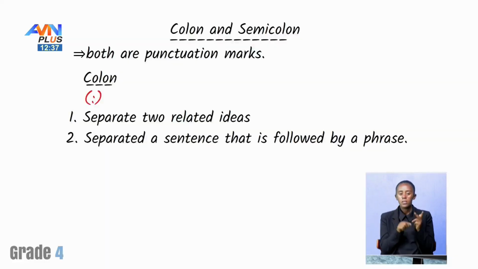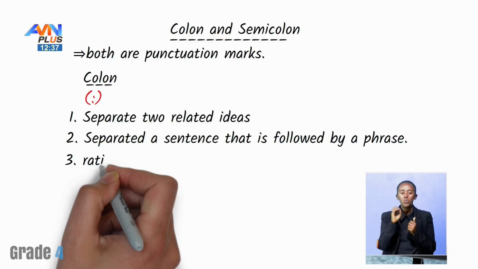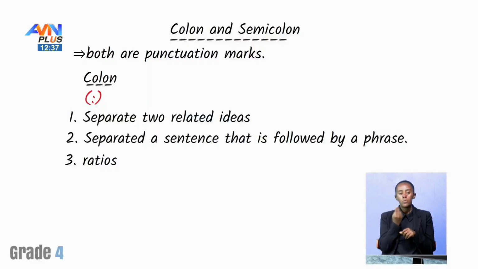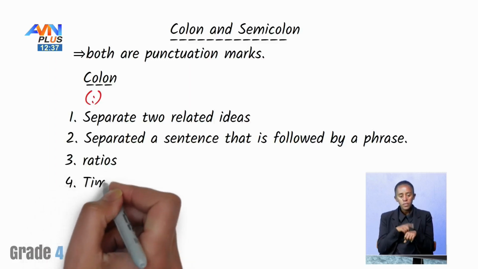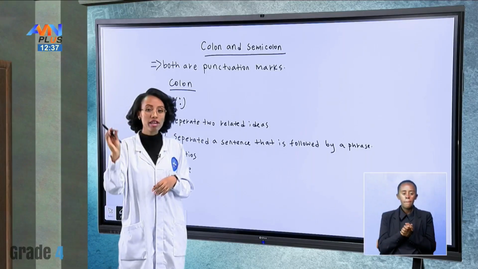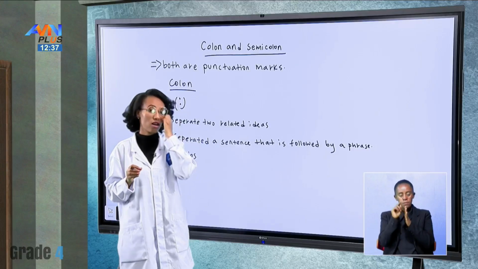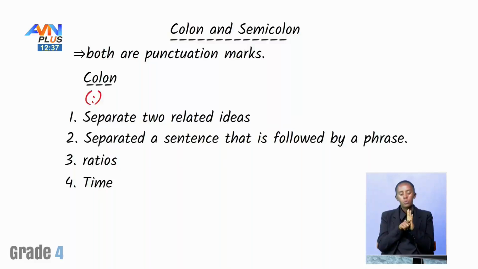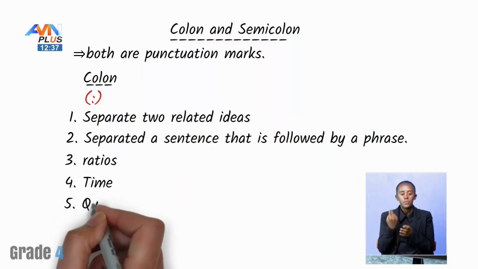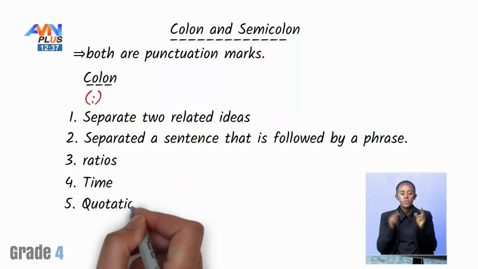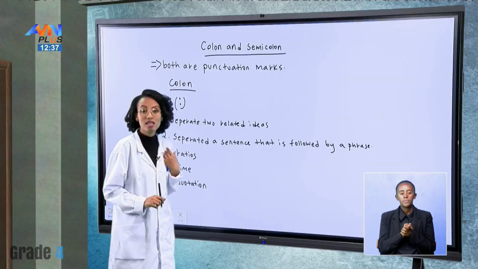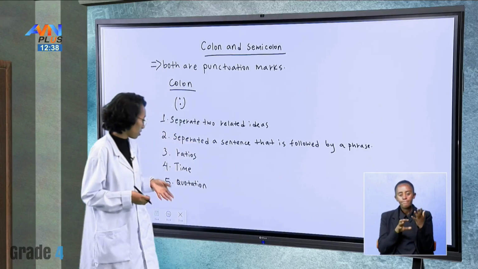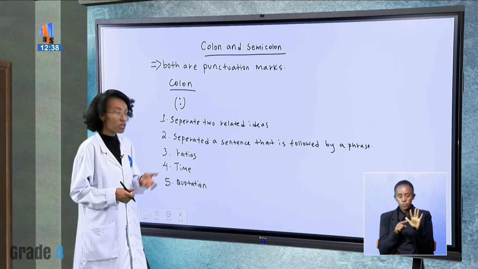The third is what? Ratio. In ratios, we use colon. We also use it to talk about time. In time, when we are writing the numbers, we use colon to separate the minutes and the hour. What else? We also use it to talk about quotations. Yes, quotations. So all of these are ways we could use colon.